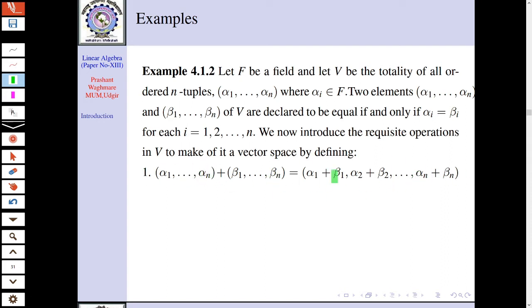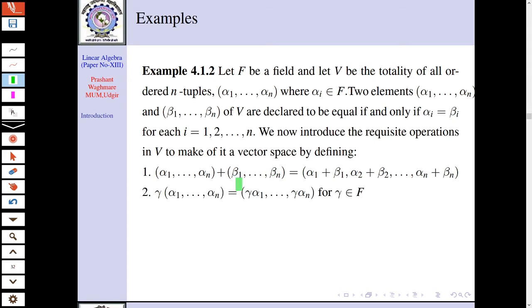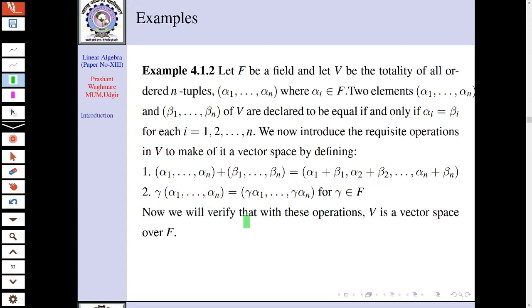This is the addition. What about scalar multiplication? If you consider a scalar, say gamma, which is an element of the field, and obviously this is an element of V, if I multiply this, how am I going to define it? The definition is like this: multiply this gamma with each coordinate, that is gamma alpha 1, comma, gamma alpha 2, comma, and so on, dot dot, gamma alpha n, for gamma in the field. This is scalar multiplication.